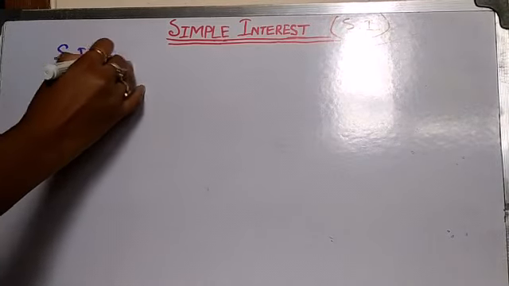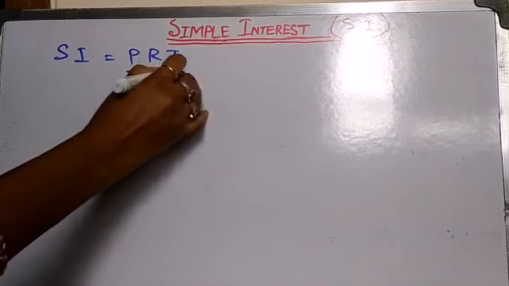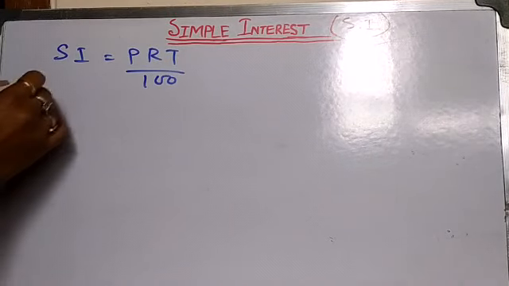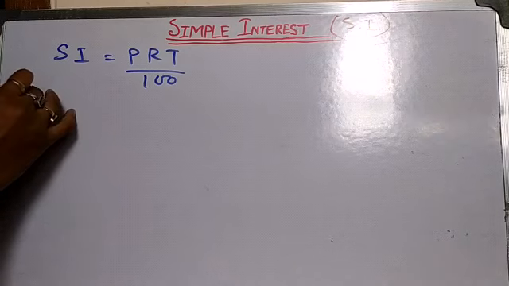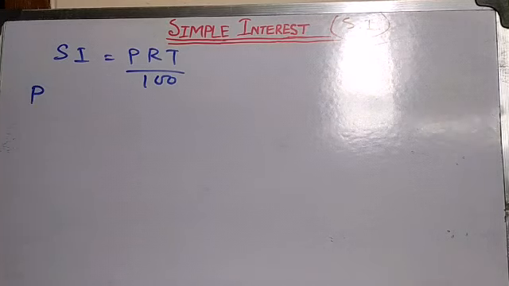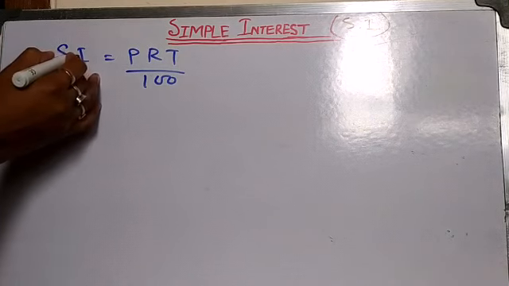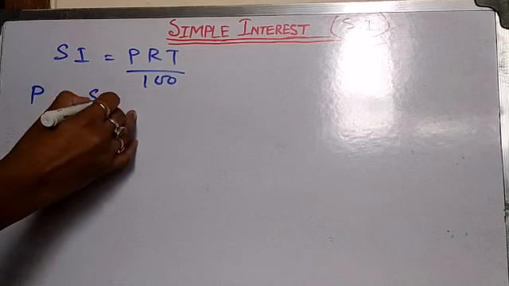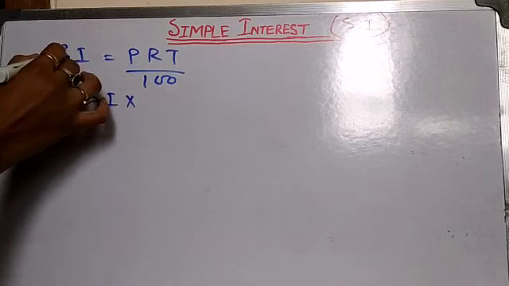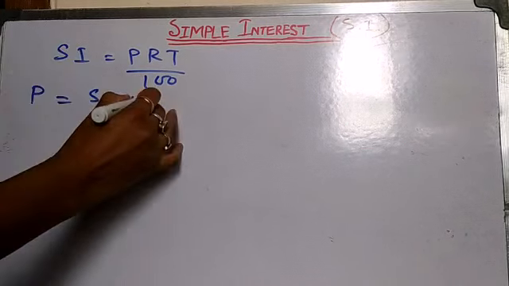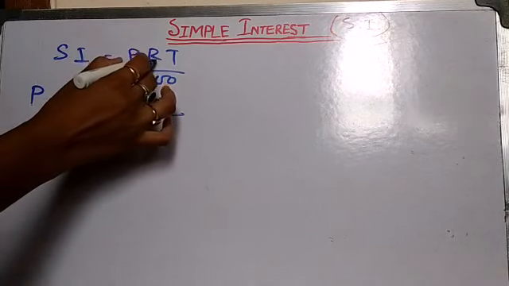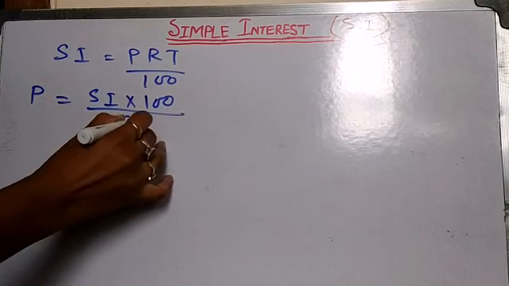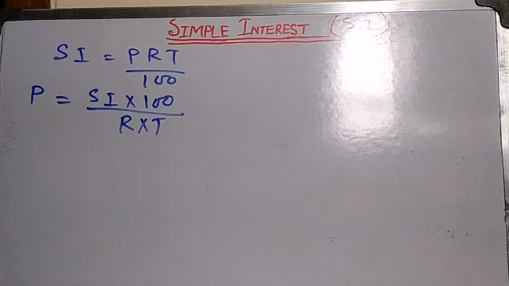So SI equal to PRT by 100. If principal will not be given, principal we have to find out, then how can we find it? 100 will be multiplied, cross multiplication will be there. So SI into 100 divided by, except P, what is left? R and T, so R into T will be in the down.